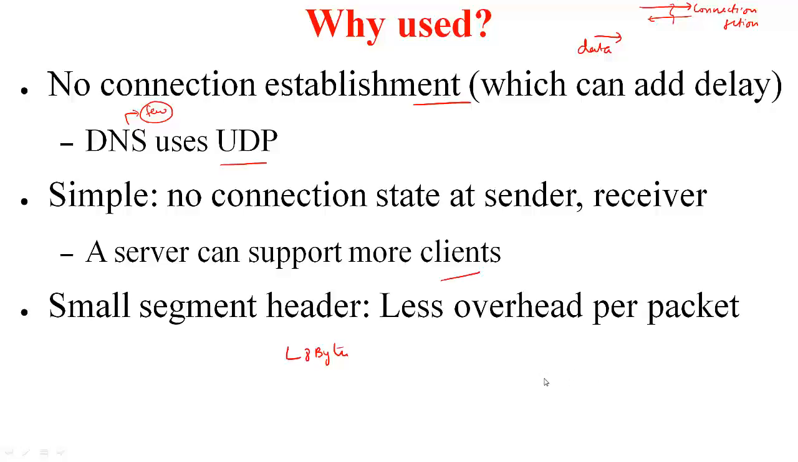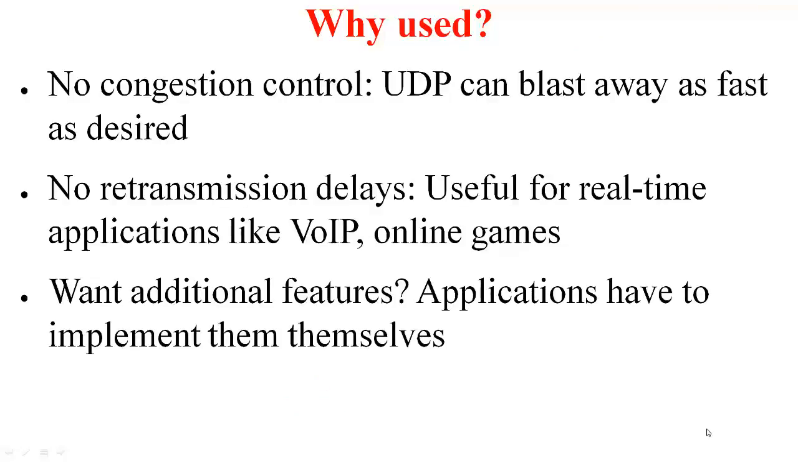On the contrary, the TCP header is 20 bytes, and even more if it supports options, which leads to a lot more overhead. And you need this additional information because you need to handle a few other things which UDP doesn't handle. UDP provides no congestion control. This is a mechanism that is employed by TCP. We'll cover it in more detail later.